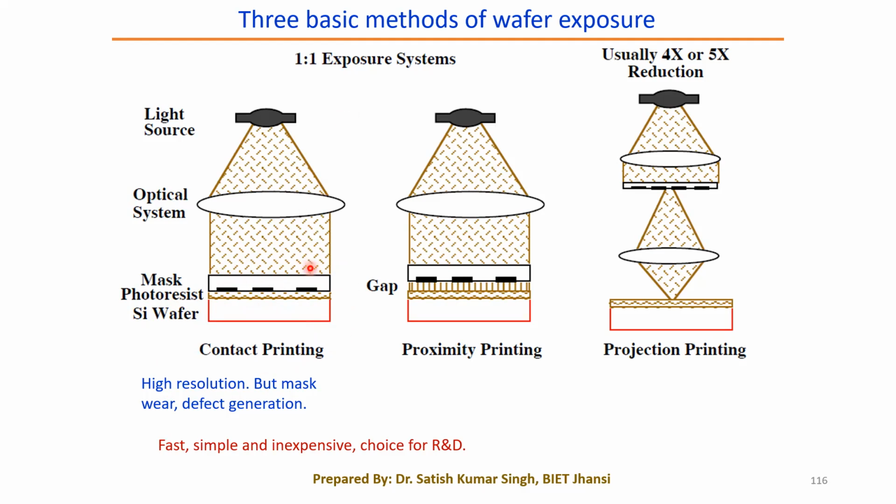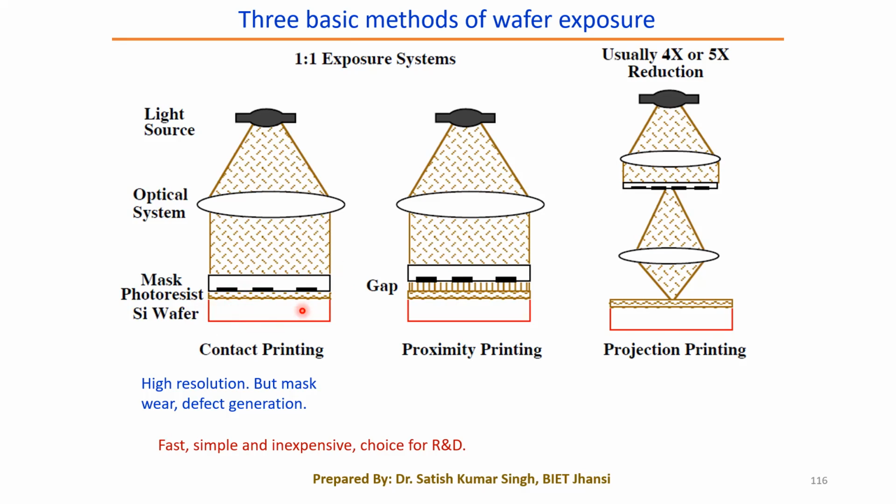1:1 means whatever the image feature size is, the same size is going to be printed onto your wafer, because we are not going for the demagnification concept here. In contact printing, this photo mask will be directly placed over your wafer, so it has a hard contact between them. The obvious advantage of this system is that the resolution will be very high.